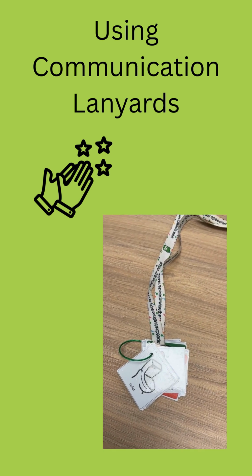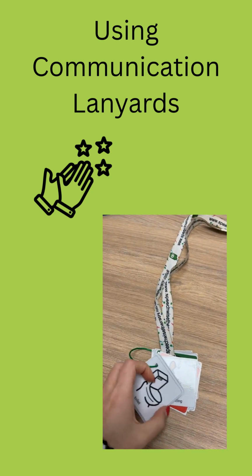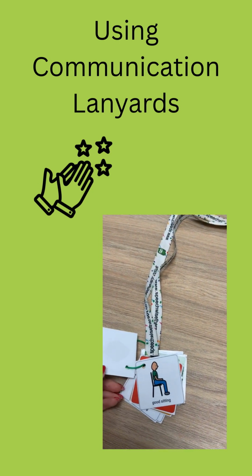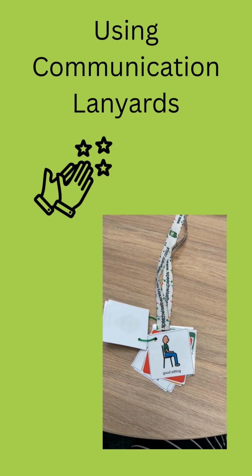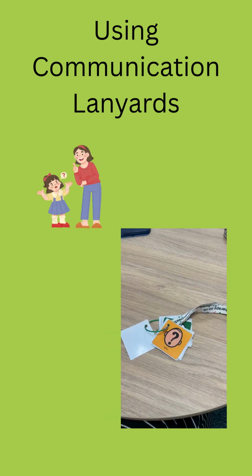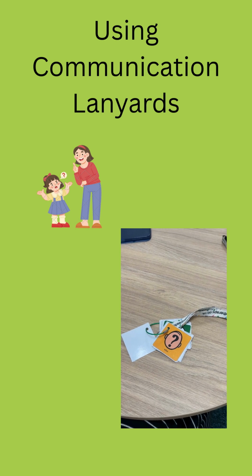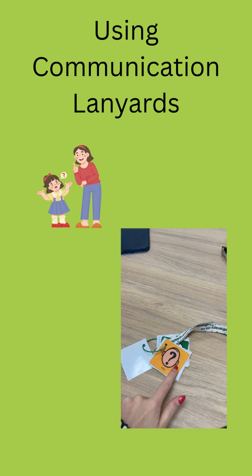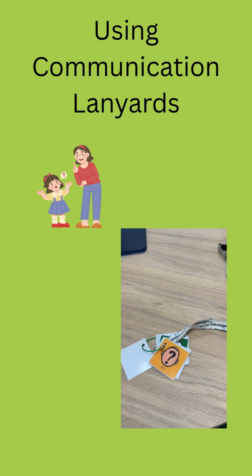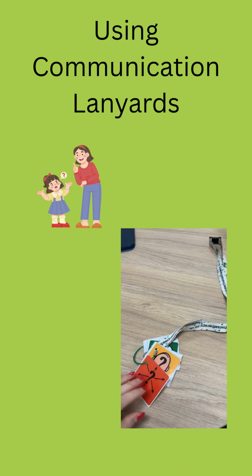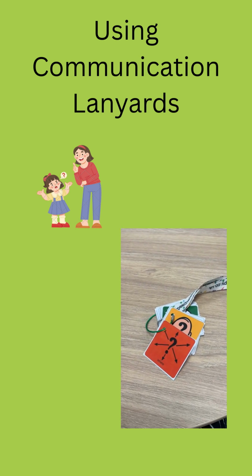You can also use the lanyard symbols to praise. For example, you can show this visual and say, "Wow, that's really good sitting." When asking questions, you can show the matching visual. For example, showing who when asking whose turn is it, or showing where when asking where are we going.